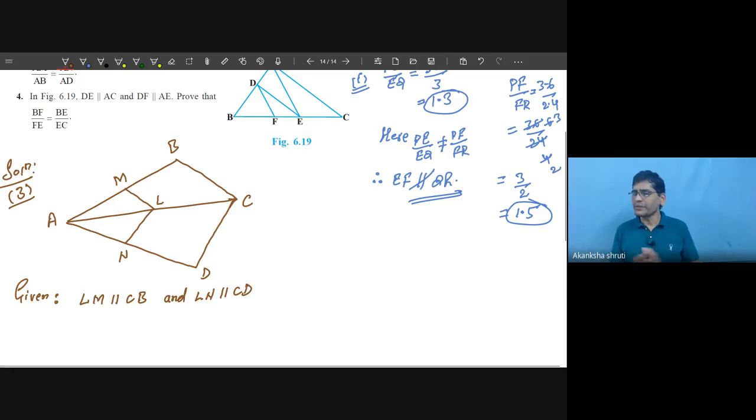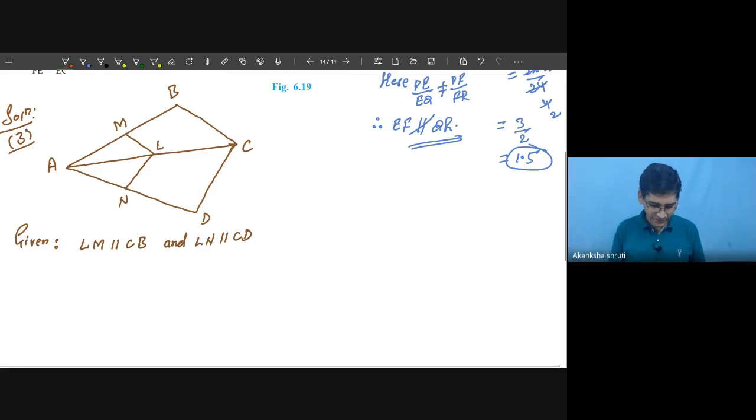Students, recall the BPT. If there is a triangle, we can recall the BPT wherever a parallel line is drawn intersecting the two other sides. Here we observe that if we consider triangle ABC, LM will be parallel to BC. Also, if we consider triangle ACD, then LN will be parallel to CD. For these parallel conditions, we can write the ratios.